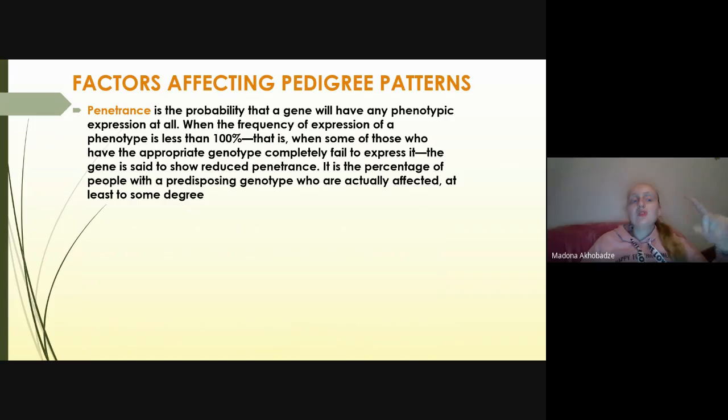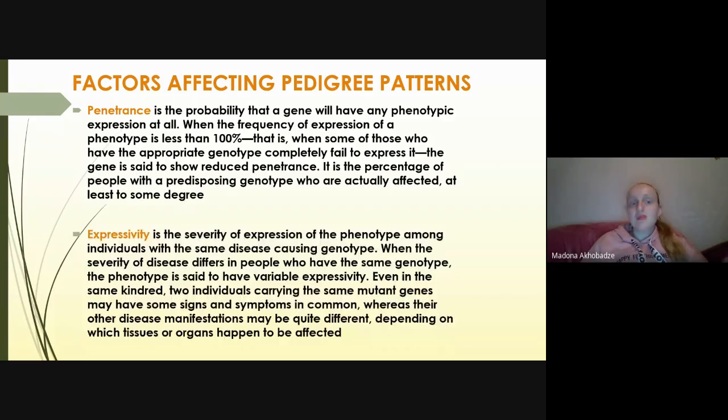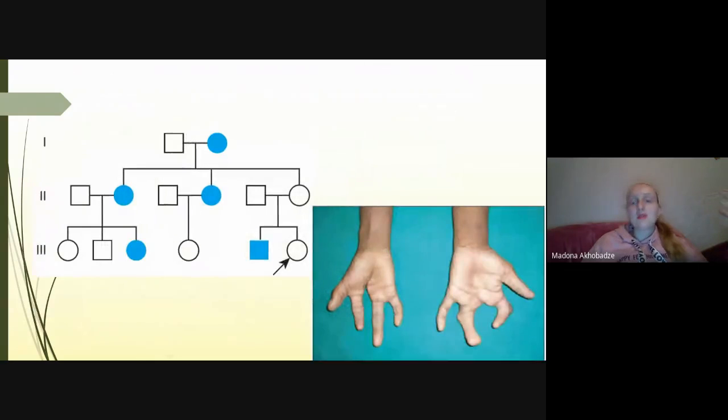And also we've got variable expressivity. It means that the severity of expression of the phenotype among individuals with the same genotype varies. It causes different variations of the disease. So variable expressivity could also be the reason for the different expression of the disease.